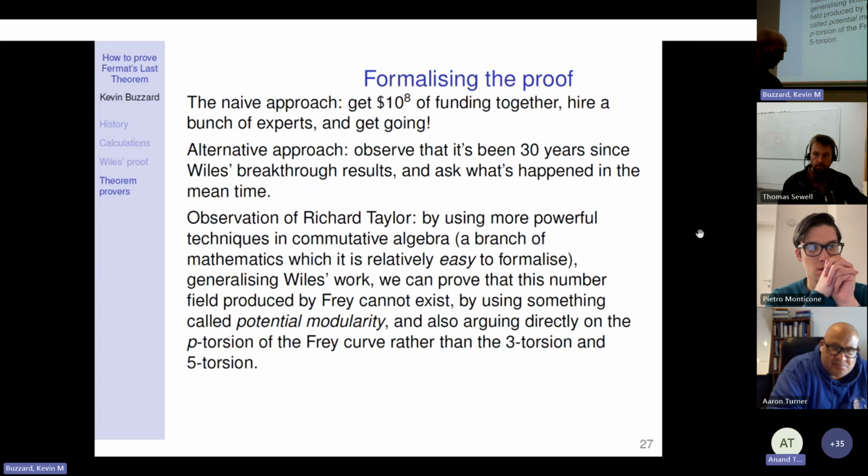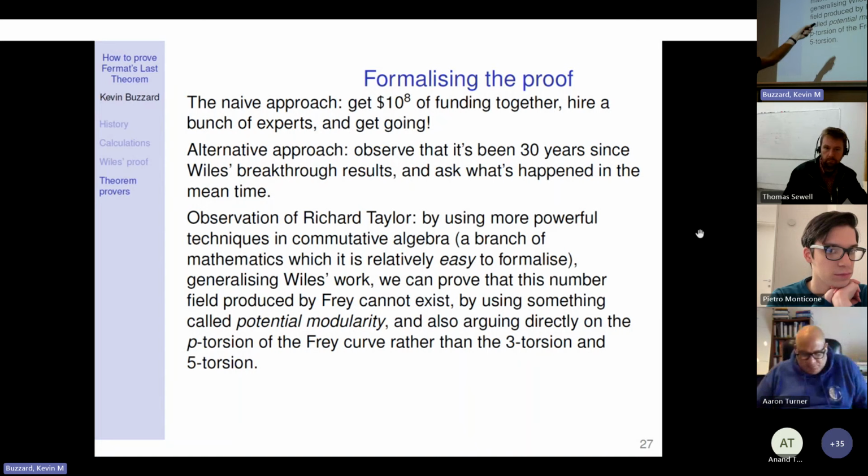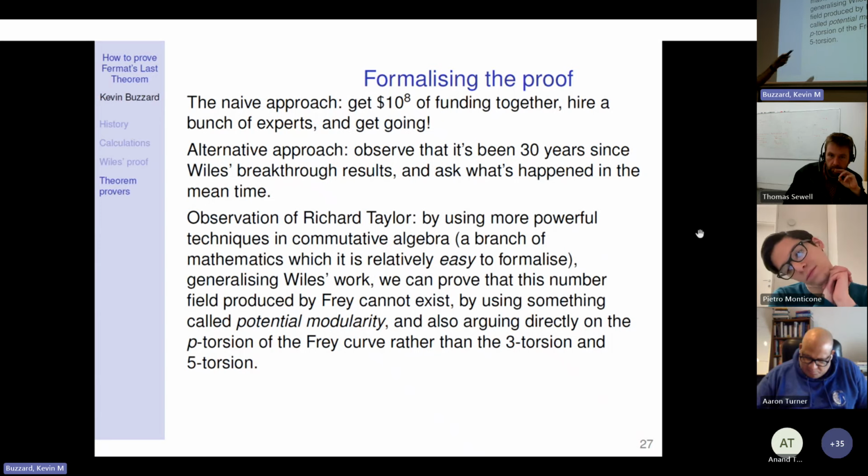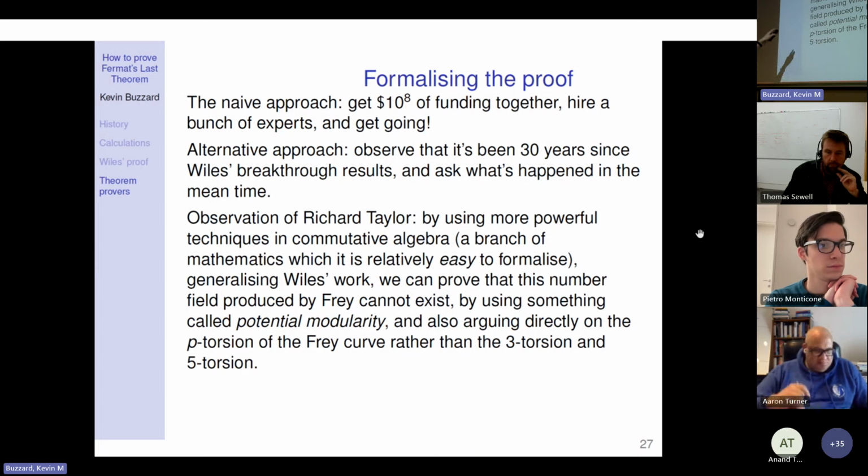And so I talked to Taylor, who was the co-author of Wiles in one of the papers, and we've discussed some way of doing it. The idea is we do more algebra, more commutative algebra, because commutative algebra is really nice and fun to formalize. And instead of using Wiles's proof of semi-stable Shimura-Taniyama-Weil that analyzed the 3 torsion, we're going to do something else. We're going to use potential modularity tricks that Taylor introduced, and we're going to work with the P torsion instead of the 3 torsion and the 5 torsion.